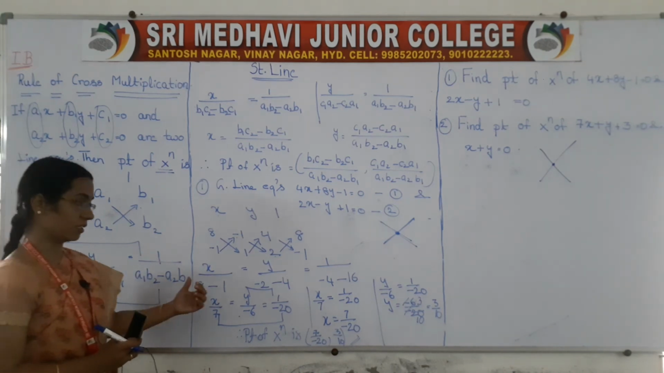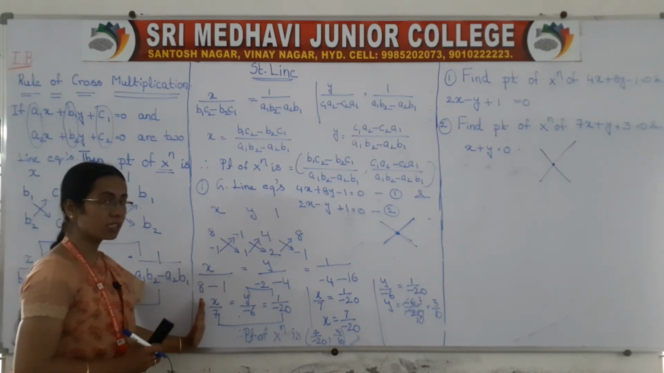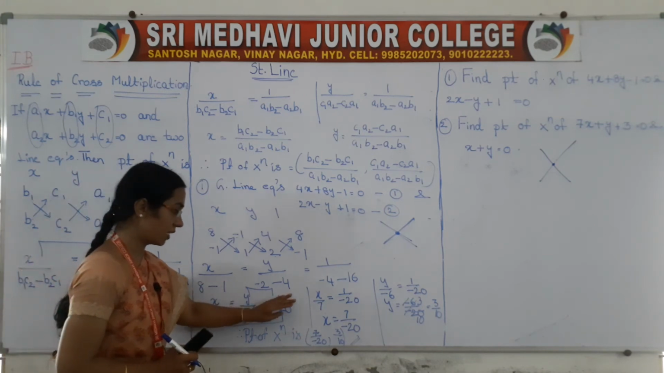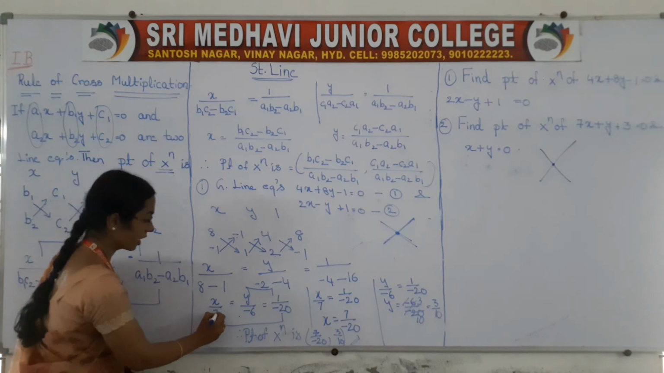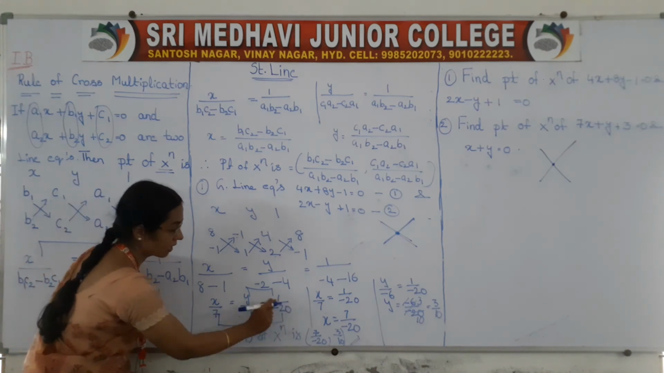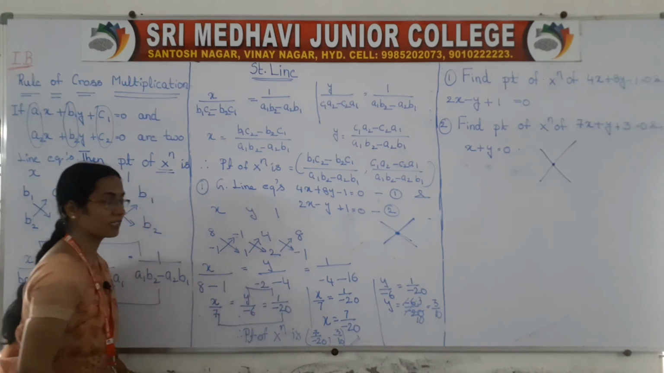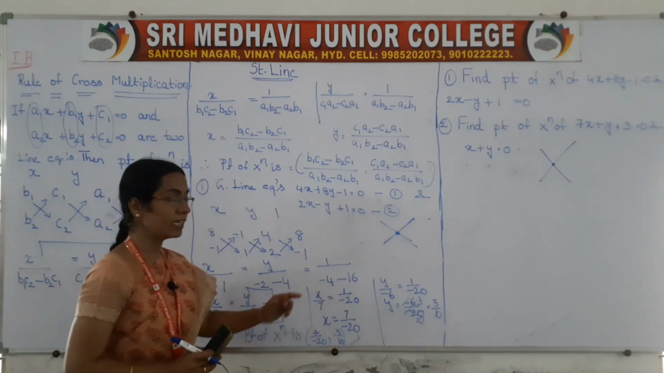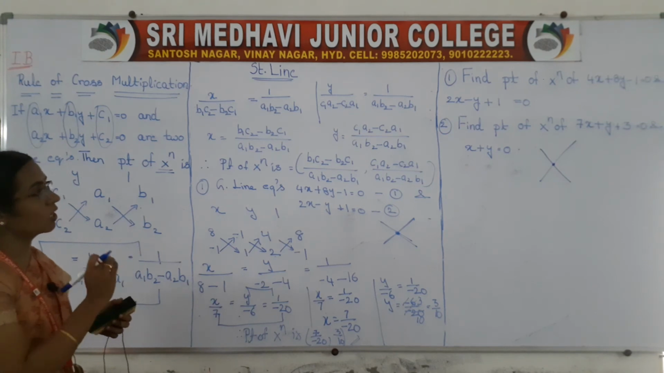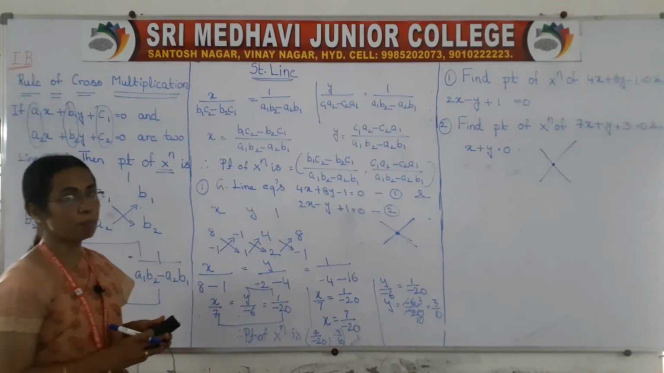After getting those values, you take x term and constant term once and y term and constant term once. So, I have taken x term and constant term once and y term and constant term once, so that at the end we get x and y values. This is called the cross multiplication method.